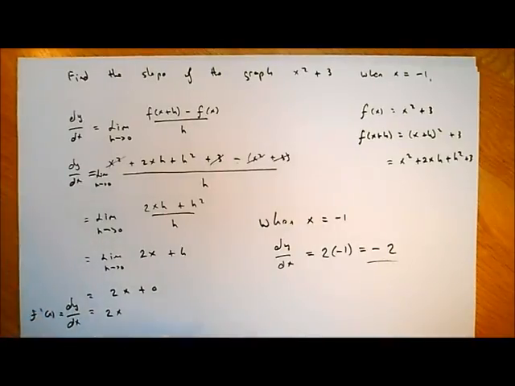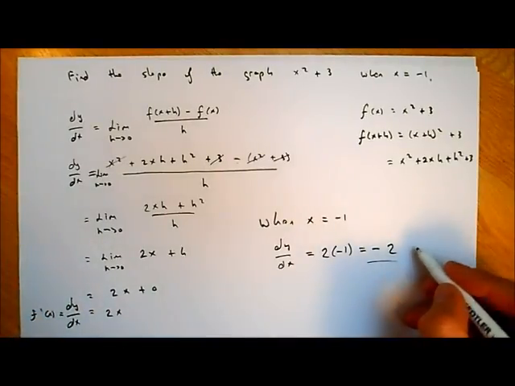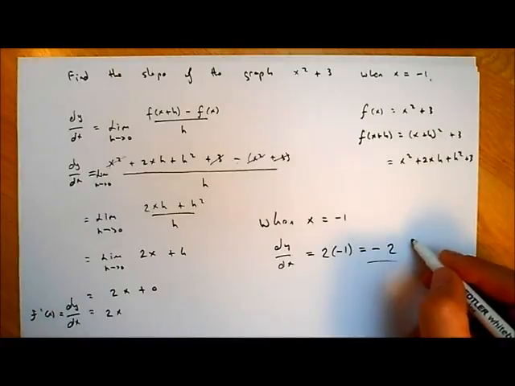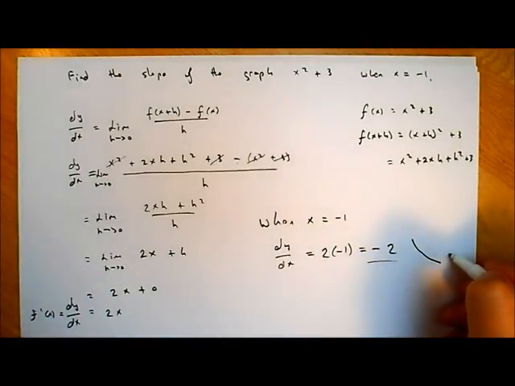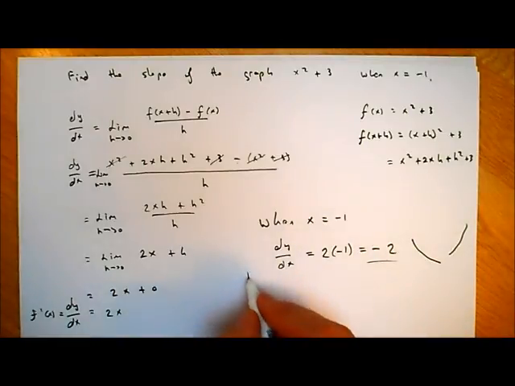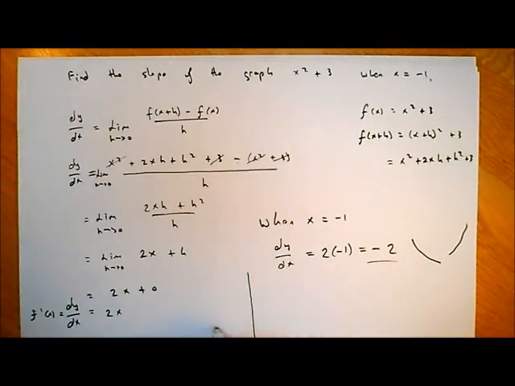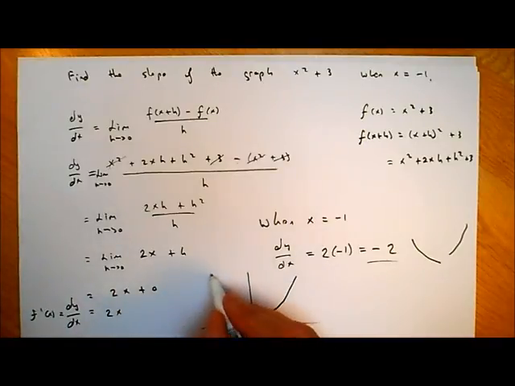So what does that mean? Well, a negative slope just means that the graph is falling. When we look at the graph from left to right, it's falling like this. And a positive slope means that it's rising like this. If we were to draw that x squared plus 3, the graph would look something like this. It's an x squared graph, so it looks pretty much something like that.